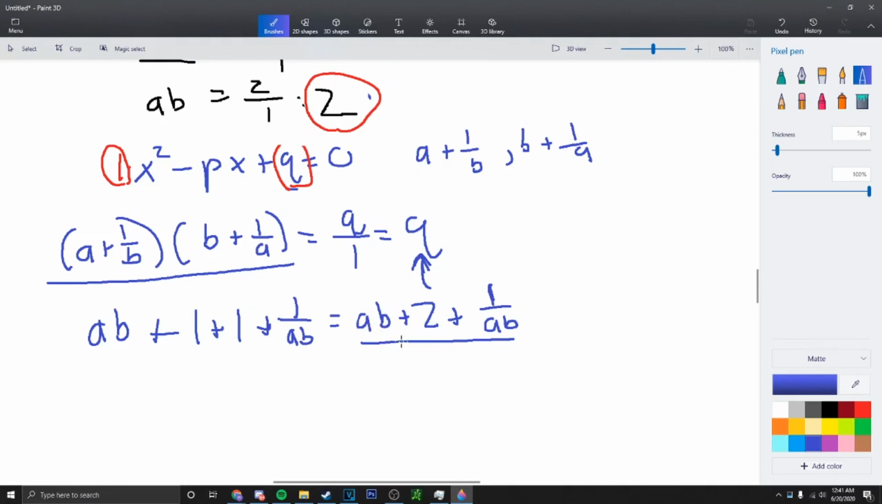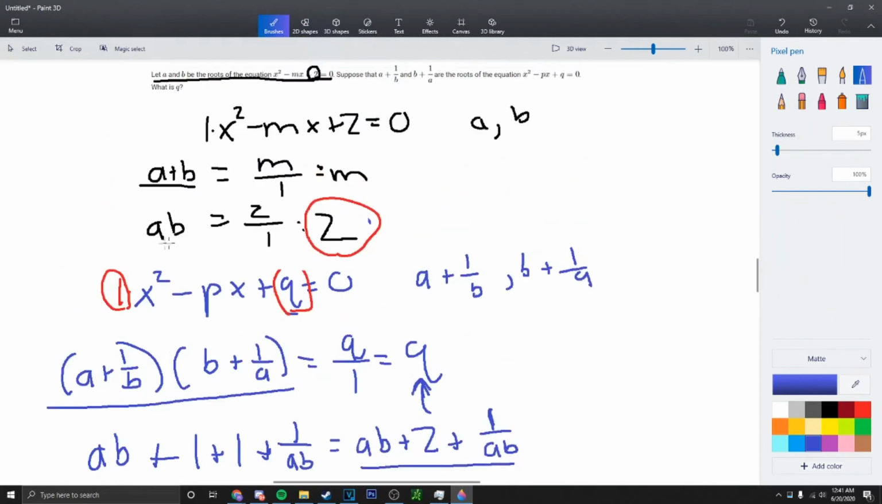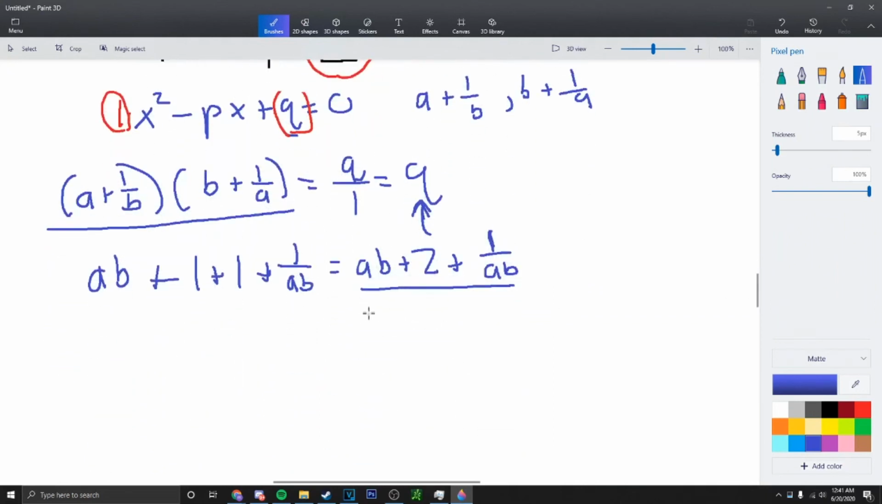If you remember from our first quadratic equation, we figured out the product of the roots, and the roots were a and b. So ab would be the product of the roots, and we figured out that ab is actually equivalent to 2. So if we substitute 2 for ab, we get 2, plus 2, plus 1 over ab, and ab is 2, so that would be 2 plus 2 plus 1 half, which is equivalent to 4 and a half. We simplify this, and it is equivalent to 9 halves. And there you go, that's your answer.